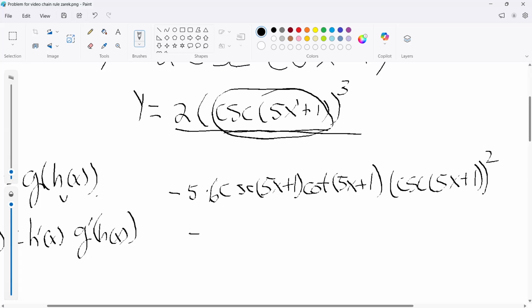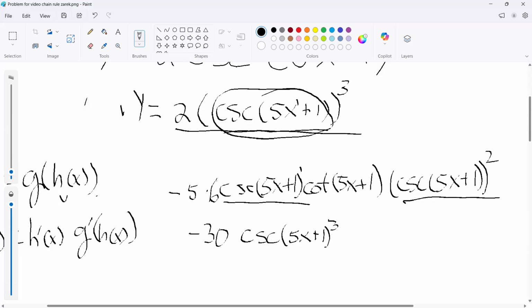And now let's see, can I multiply things together and simplify this? Negative 5 times 6 is negative 30. I've got cosecant 5x plus 1 times cosecant 5x plus 1 squared, which is cosecant 5x plus 1 to the third power, because this is the first power. I'm multiplying them together. They're to different powers, so I add the exponents, times the cotangent of 5x plus 1. So that was like a double chain rule.